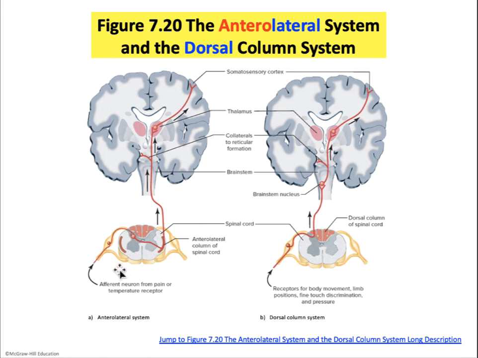With both, switchover does take place, but with the anterolateral system, it occurs at the local level, at the point at which the afferent neurons enter the central nervous system. In contrast, the dorsal system is over at the level of the brainstem. One is associated with one type of modal input and the other with the others. Temperature receptors and pain receptors use the anterolateral system and cross over immediately, whereas movement, limb position, fine touch, and pressure use the dorsal pathway and cross over in the brainstem.